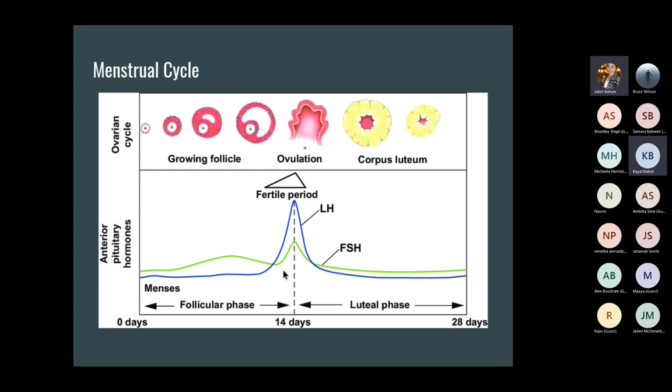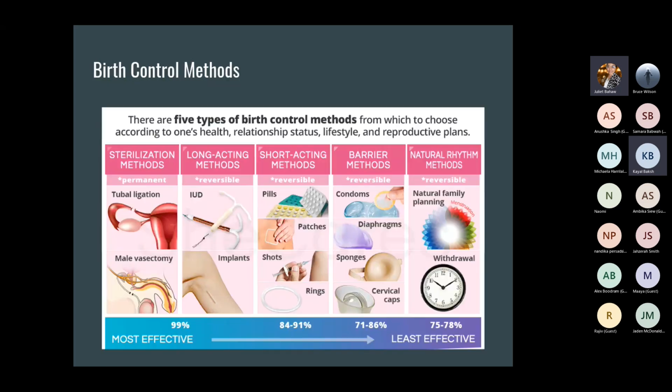But there are a lot of persons that have irregular cycles, and this might not apply for everyone. You can't really tell the fertile period. It's very hard to determine that. So it's not 100% effective.